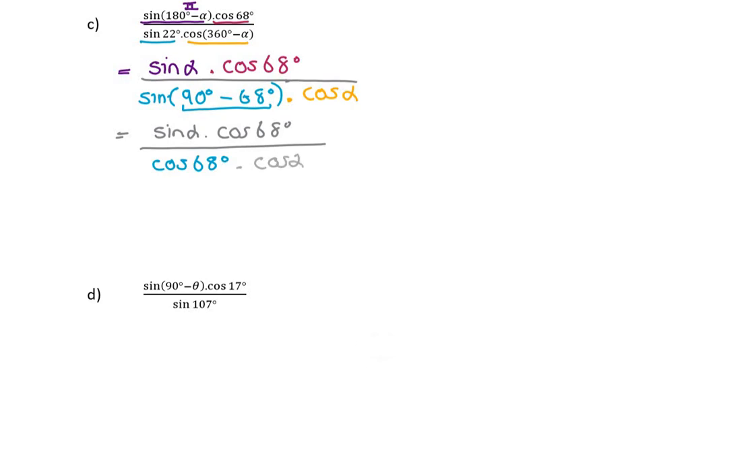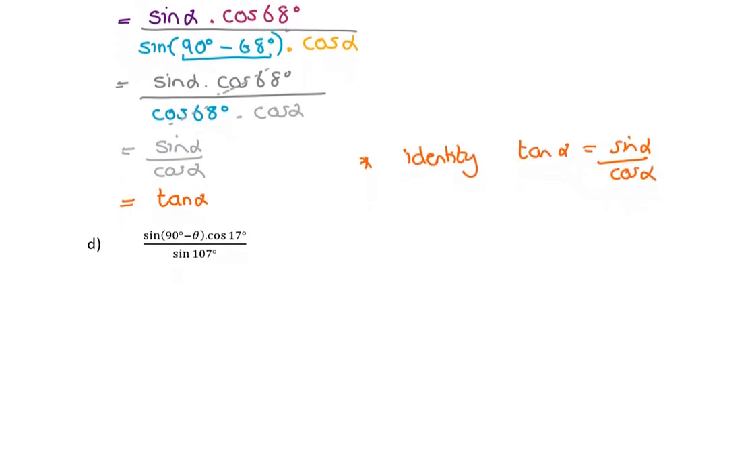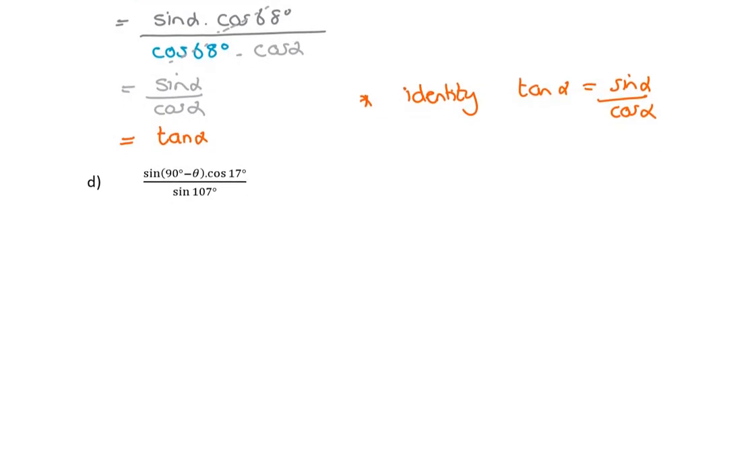So what do you know? My cos of 68 cancels with my cos of 68, and I'm left with sine alpha over cos alpha. Now at the moment, that again would be an acceptable answer, except I'm pretty sure this is like the 15th time we have noticed that sine of alpha divided by cos of alpha is actually the same as tan of alpha. So you'll see how often that comes up. So I've just written my note of my identity in there.